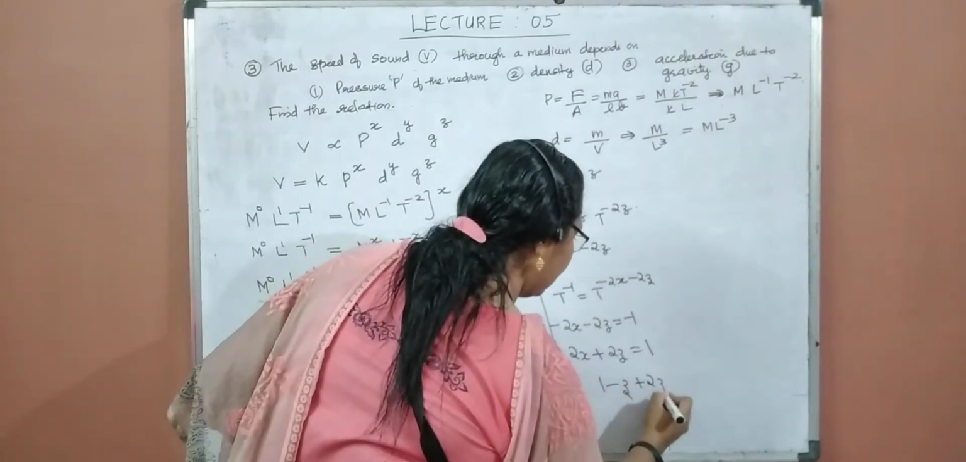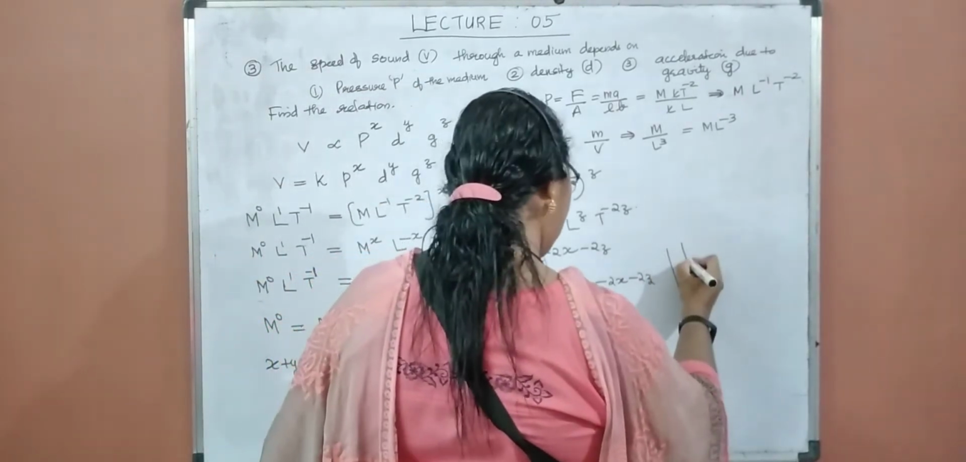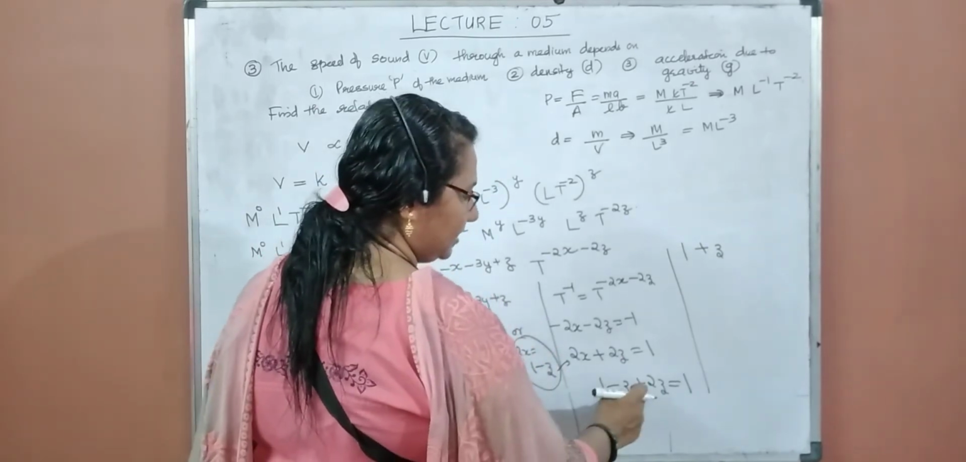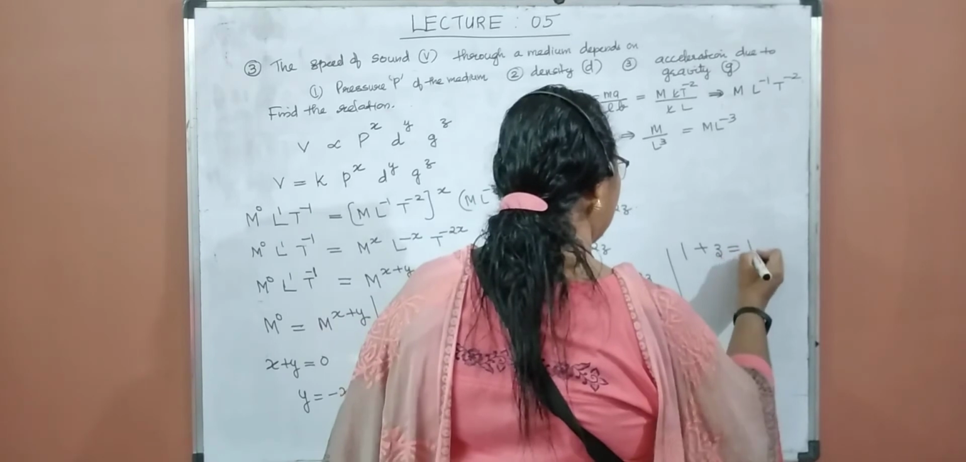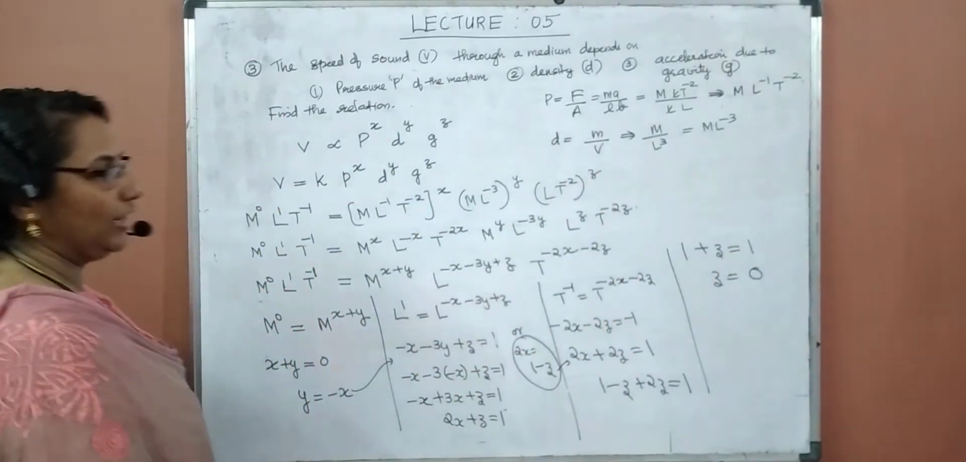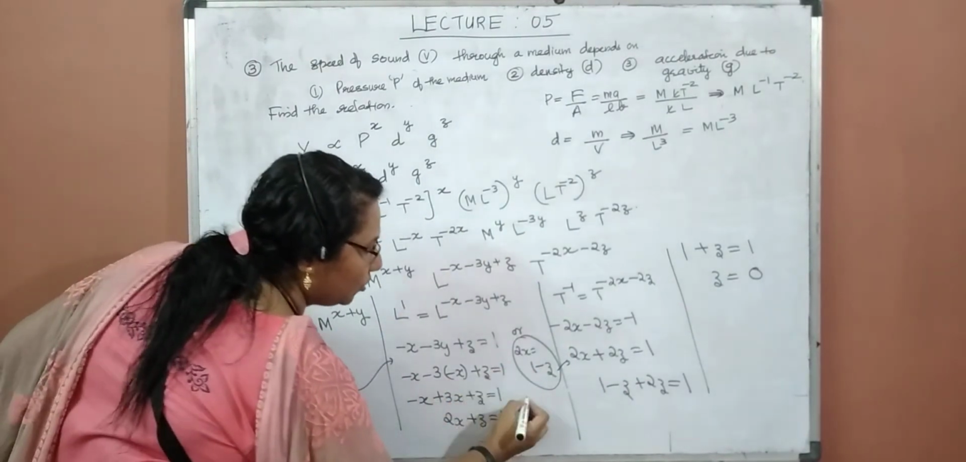Plus 2z is equal to 1. So 1 minus z plus 2z, 1 z is equal to 1. z is equal to 0. Okay. So what is the value of z? 0. If z is 0, what is 2x?